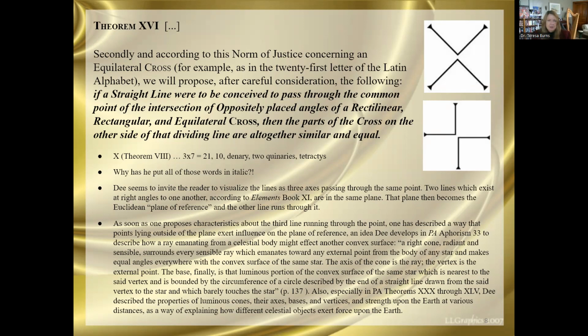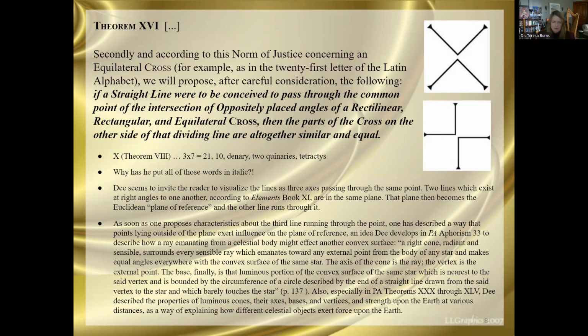viewed by people in the history of science as a guide to navigation. There's a translation by Wayne Shumaker with an introduction by J.L. Heilbron, who is one of the big names in the history of science. That's what I'm going to be quoting here below. So what he spends many aphorisms on in the Propaedeumata is how a ray emanating from a celestial body might affect another convex surface. So I'll just read you a quote from the Shumaker translation of one of them.